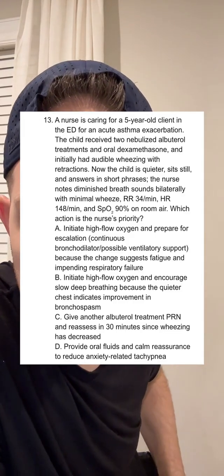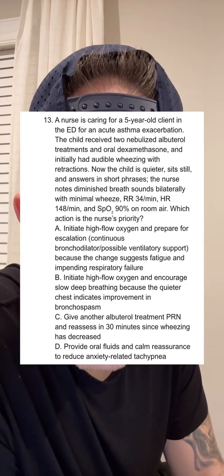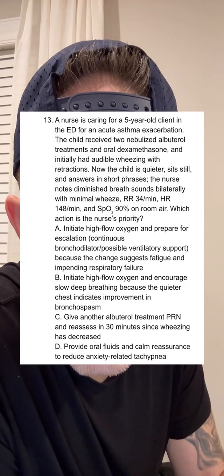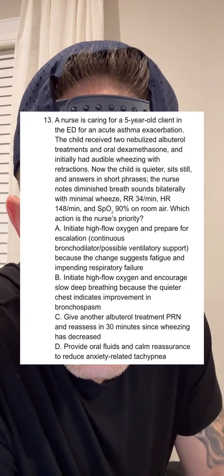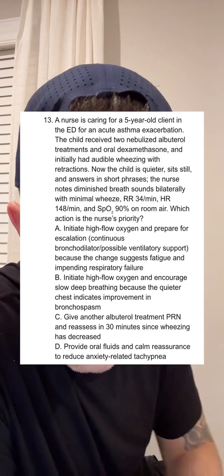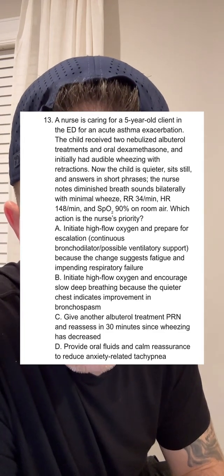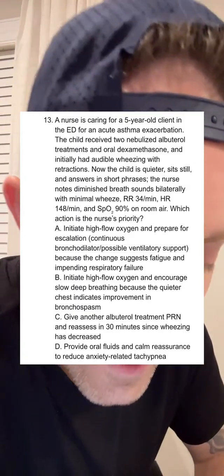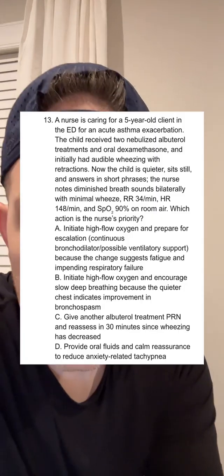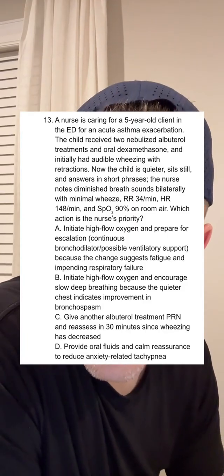If we are evaluating, we would need to have done something in the chat. Well, you're right. We did do something here, but the child is quieter, sits still, answers in short phrases. All right. Which action is the nurse's priority? So here, though, the child is still unstable. So we need to intervene here. So which answer is an intervention? There's a couple interventions there, but which one is the correct one?